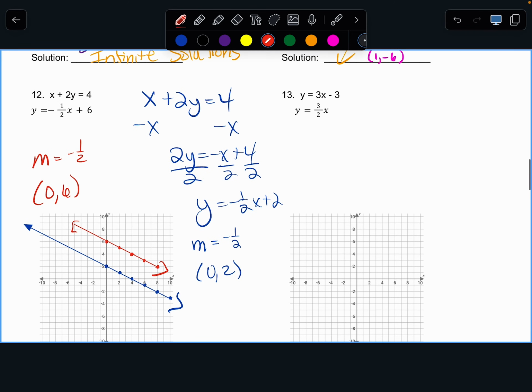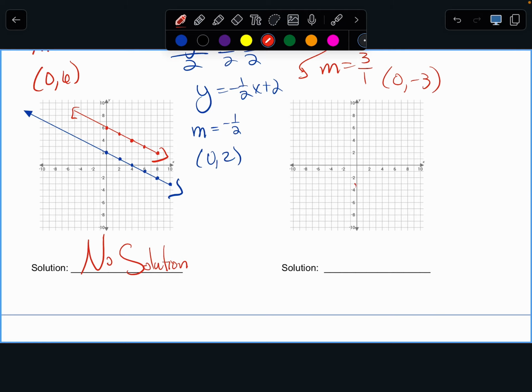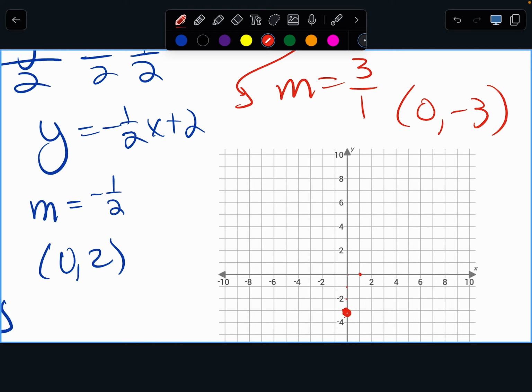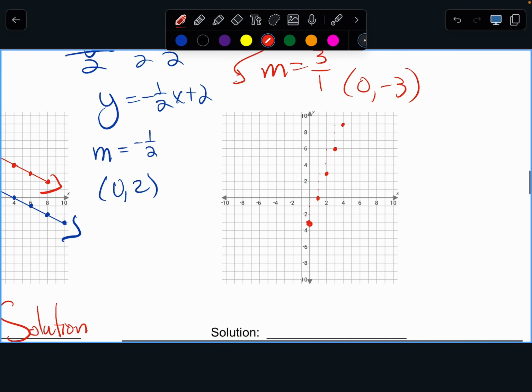Okay, so then we look at this next one. The first one, the slope is equal to 3, or 3 over 1. Y-intercept is negative 3. So I come down here to negative 3. I have a slope of 3. So I go up 1, 2, 3 over 1. Again, 1, 2, 3 over 1. Could have gone down 3 also. Okay.